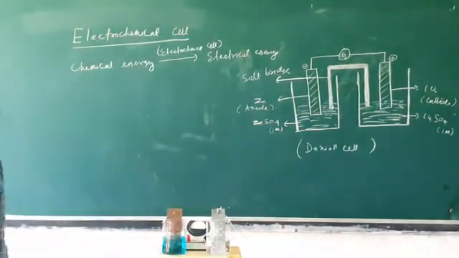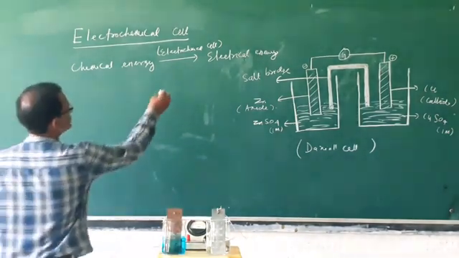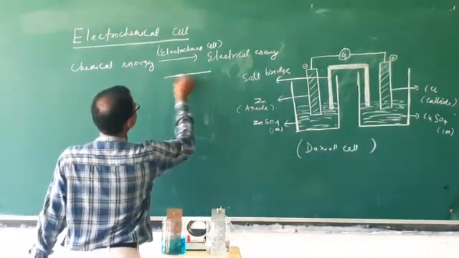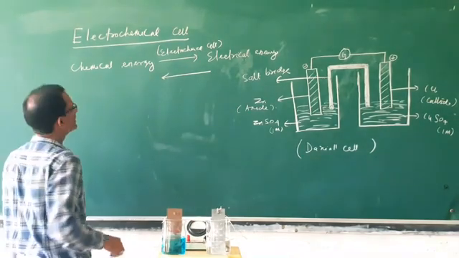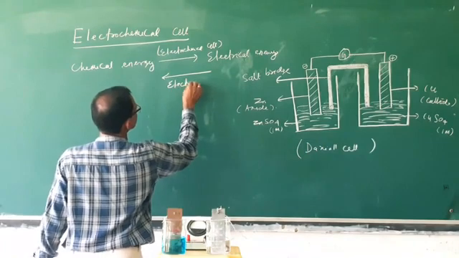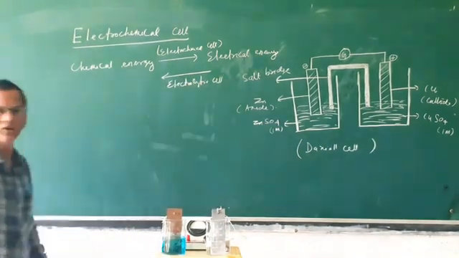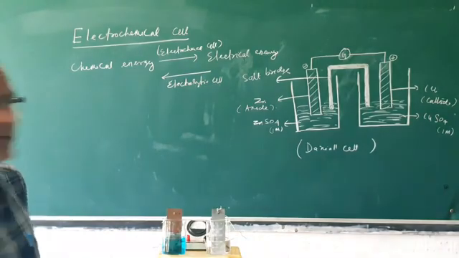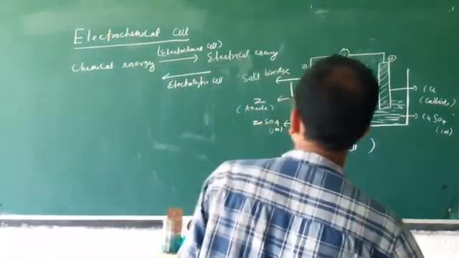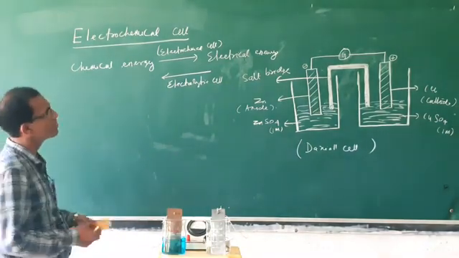But the reverse, what is that? Electrical energy to chemical energy, that is called an electrolytic cell. An electrolytic cell converts electrical energy to chemical energy.